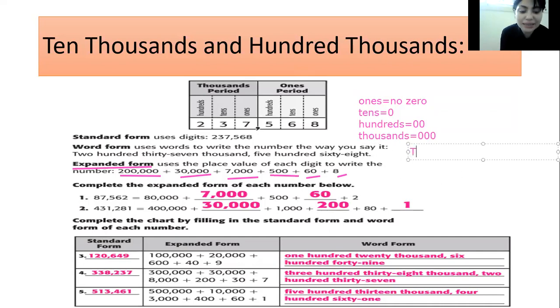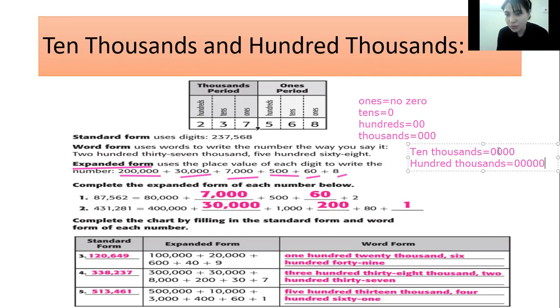What is the new family? 10,000, which has 4 zeros. 100,000 equals 5 zeros. Okay, and don't forget our comma, even in the zeros, we don't forget our comma. So this is our new family, 10,000s and 100,000s. So we expanded the number here and we complete the expanded form for each number below. We have 87,562, and as I told you, I go see what is missing. So I expanded it how? 80,000 plus 7,000 plus 500 plus 60 plus 2.